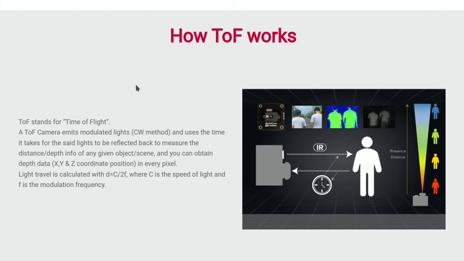So this is how time of flight works. A time of flight camera emits modulated lights and uses the time it takes for the said lights to be reflected back to measure the distance or depth info of any given object or scene, and you can obtain depth data. Well, there is a video here, so let's have a look at some of the video.